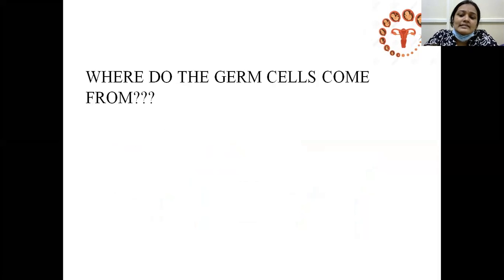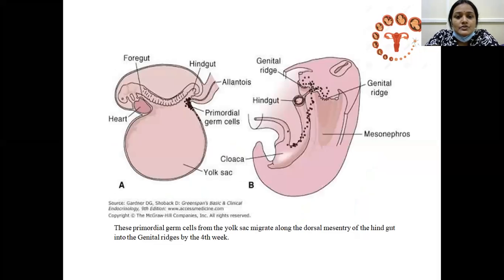Okay, the ovary has developed, then where do the germ cells come from? What are the germ cells? They are the oogonial cells. These germ cells are called the primordial germ cells. They arise from the yolk sac. See, during the development, this is the yolk sac. From the yolk sac, they migrate along the dorsal mesentery of the hind gut.